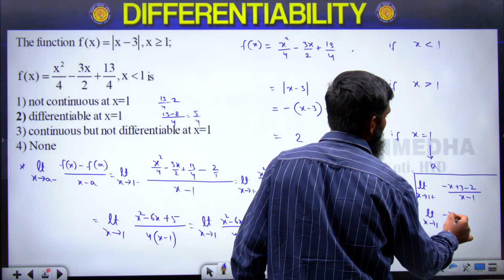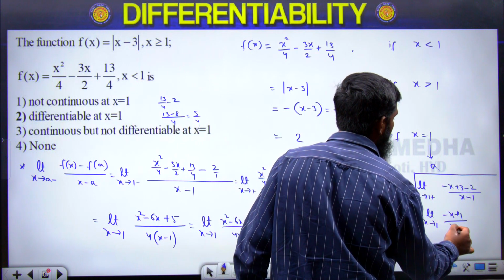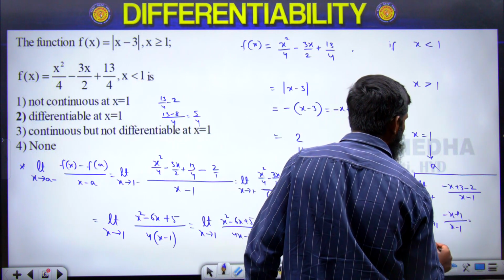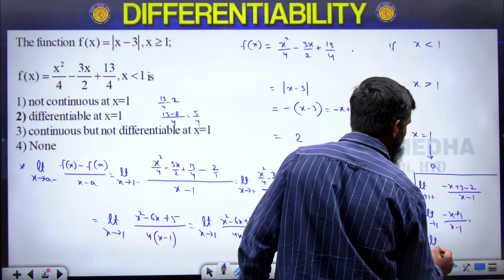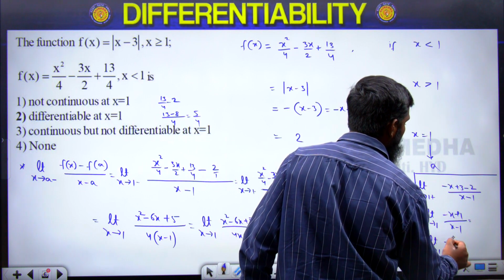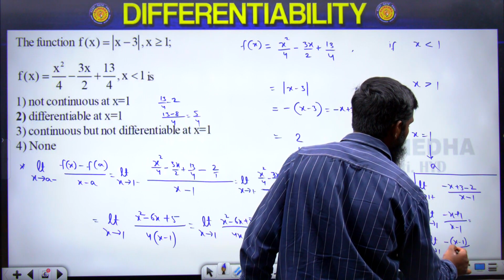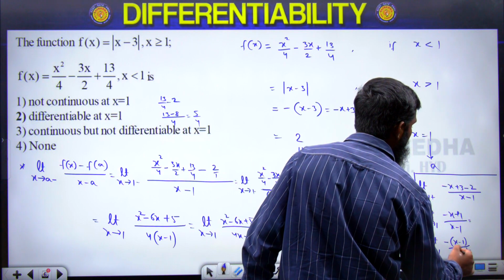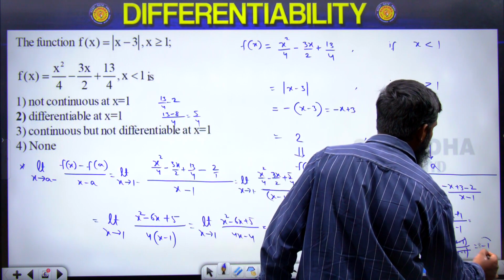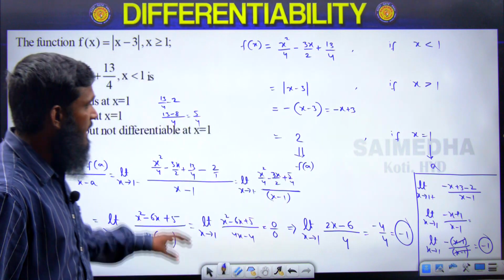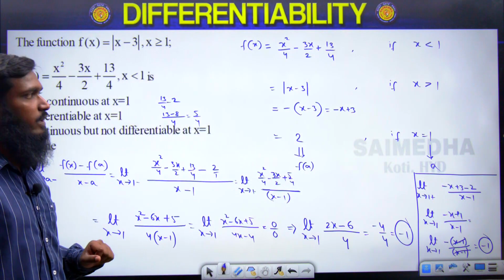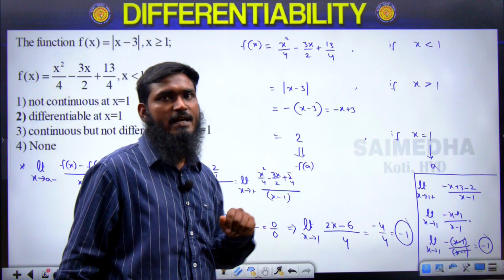3 minus 2, 1 plus 1 divided by x minus 1, which is equals to, again we are taking this part, limit x tends to 1. If you are taking minus as common, it will become x minus 1 divided by x minus 1. So x minus 1 gets cancelled, and we are getting the answer as minus 1. So for the L value also we are getting the answer as minus 1. For the M value also we are getting the answer as minus 1.